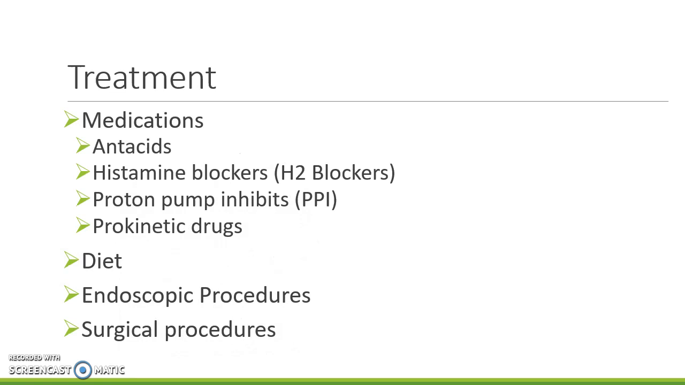Treatments include medications such as magnesium salts, histamine blockers such as famotidine or ranitidine, proton pump inhibitors, which is omeprazole, and or prokinetic drugs such as metoclopramide. Diet restrictions are to limit chocolate, caffeine, carbonated beverages, alcohol, fatty foods, especially fried, spicy and acidic foods such as orange juice or tomato juice.